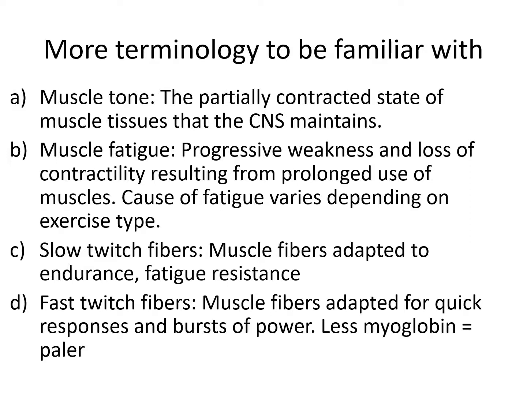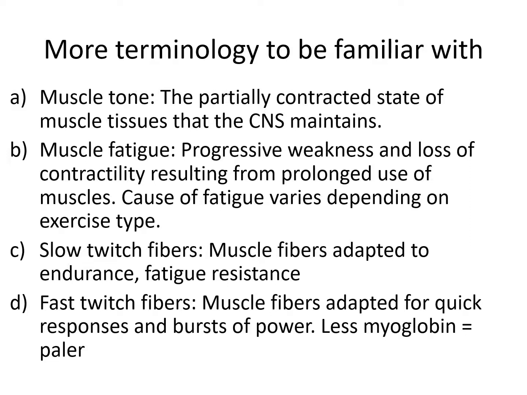Fast twitch fibers generally use anaerobic sources of energy. So rather than aerobic respiration, fast twitch fibers are going to rely on glycolysis, for example, which is a form of generating ATP from sources of fuel that does not rely on the presence of oxygen. So there are some physical differences that are apparent between these two types of fibers. The fast twitch fibers have less myoglobin because they're not as reliant on oxygen, and myoglobin delivers oxygen to muscle tissue. So as a result of this less myoglobin in these fibers, it is a paler tissue.